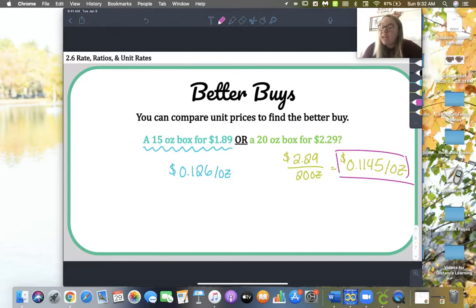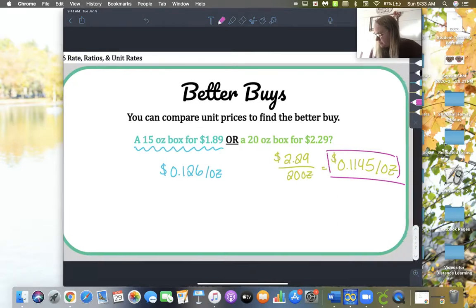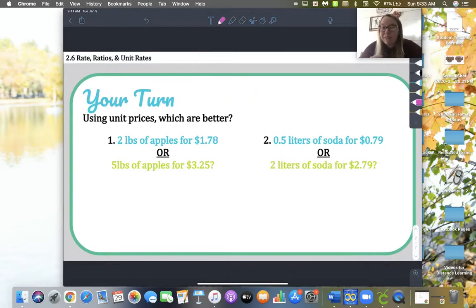Keep in mind, just because you're buying more does not always mean that you're going to get a better deal. So it is really important you compare these. This is just one example. What I would like for you guys to do is try these two on your own, and then I'm going to go over these.